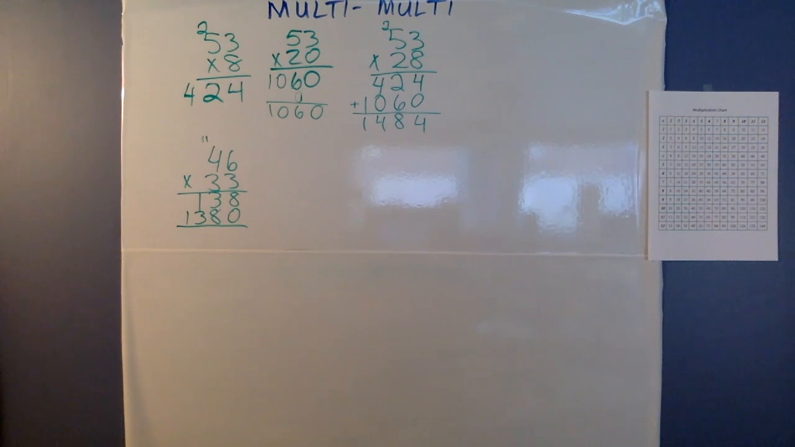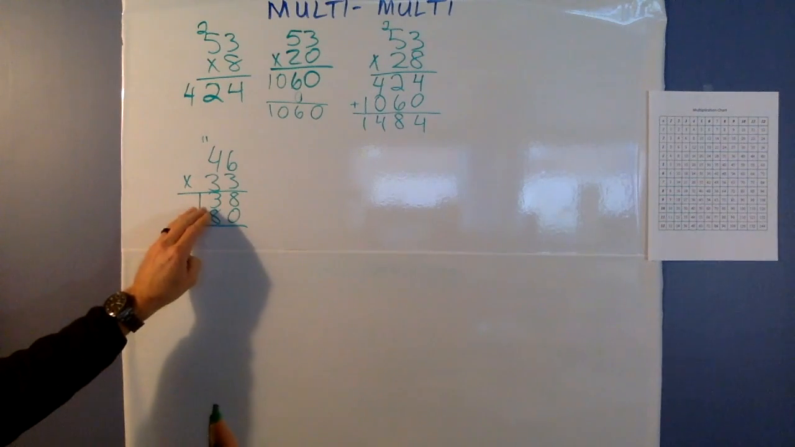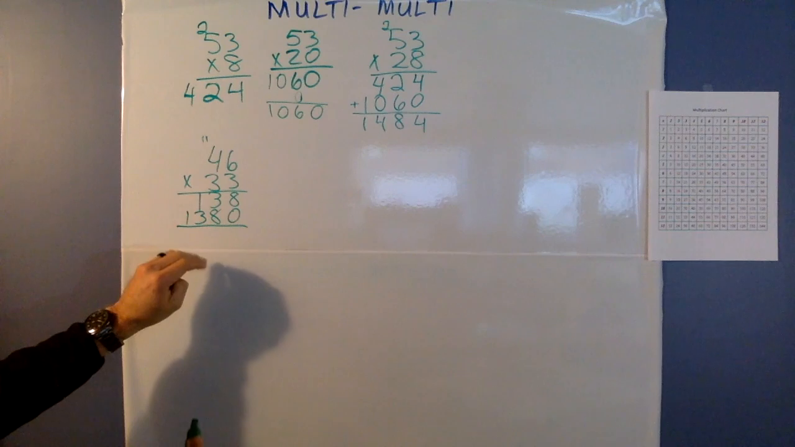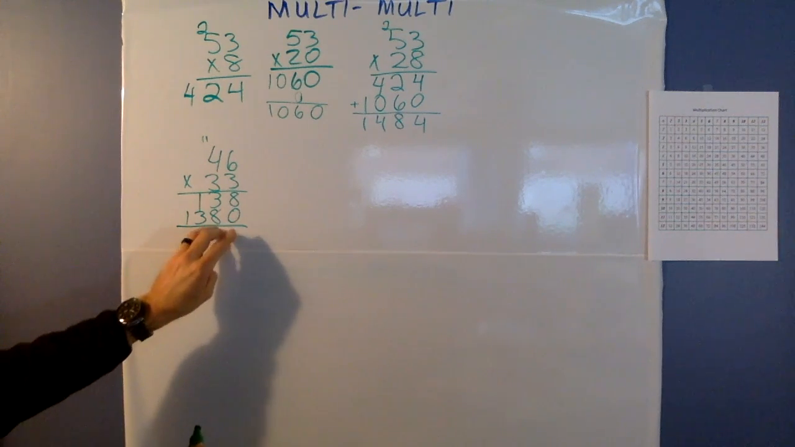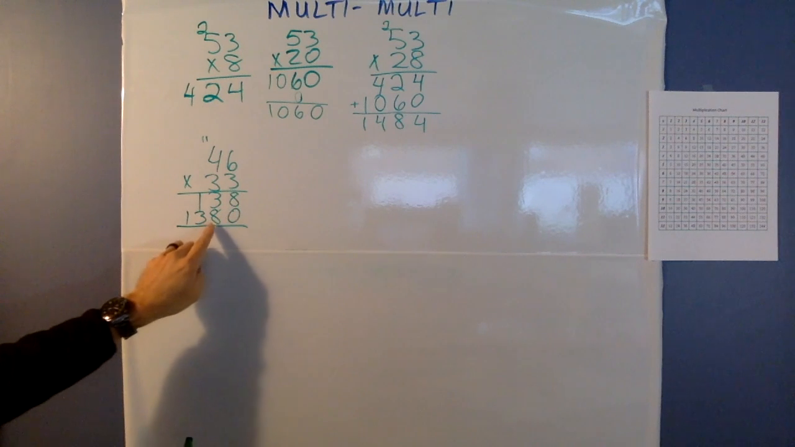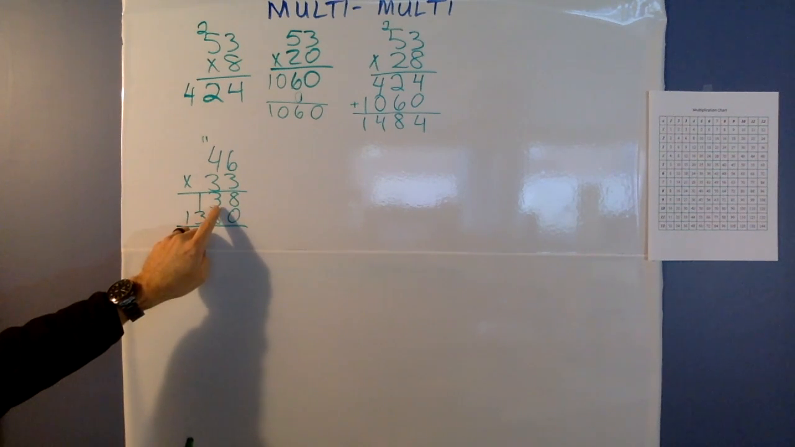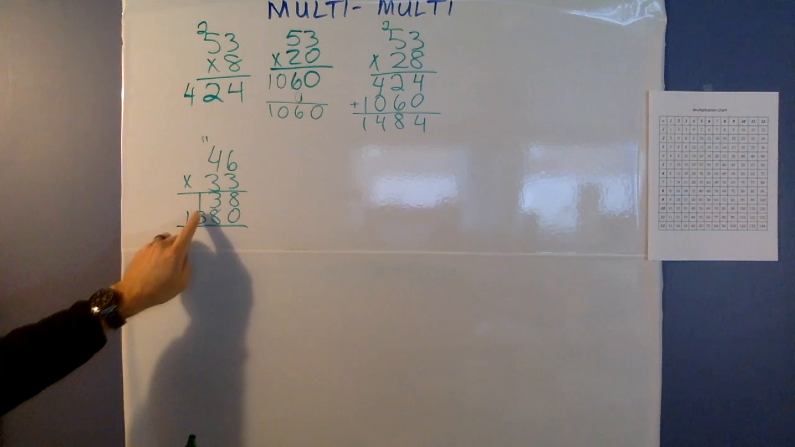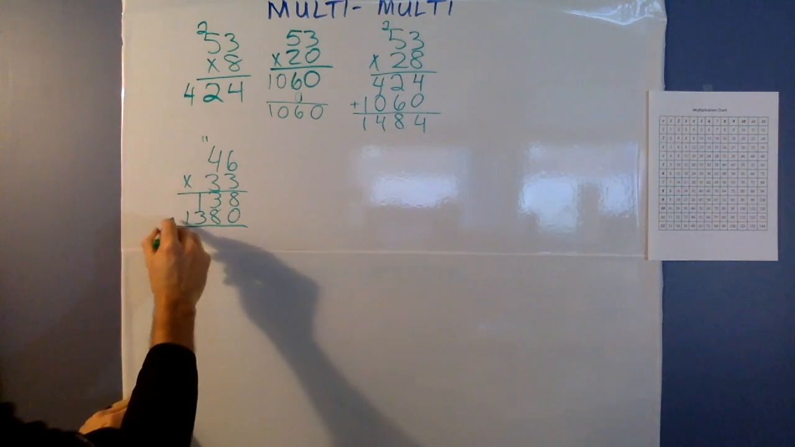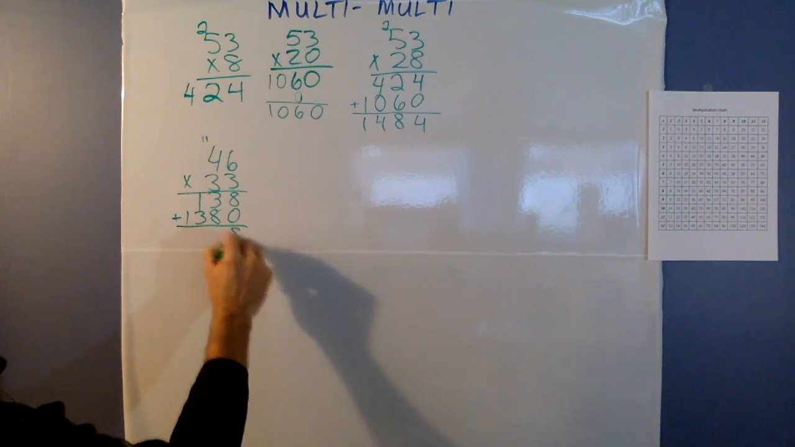And as you may remember, whenever we multiply something by 10, all we're going to do is add a 0 to it. And that's what we did here. We started with 138 as we did 46 times 3, and then we added a 0 to it. So what we did was we shifted everything, so what was in the ones column is now in the tens column. What was in the tens column is now in the hundreds. What was in the hundreds column is now in the thousands. And then I'm going to add these together.